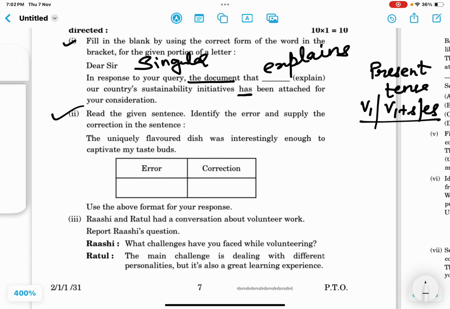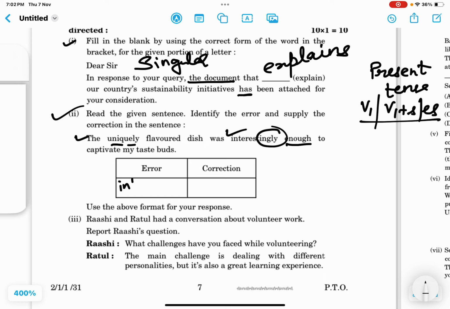Second question. Read the given sentence and identify the error and supply the correction. So read the sentence carefully. The uniquely flavored dish was interestingly enough to captivate my taste buds. So with enough we use first form, and you can see two adverbs are here, uniquely and interestingly. So we need to change this one. So the answer would be interesting enough. So the uniquely flavored dish was interesting enough to captivate my taste buds.